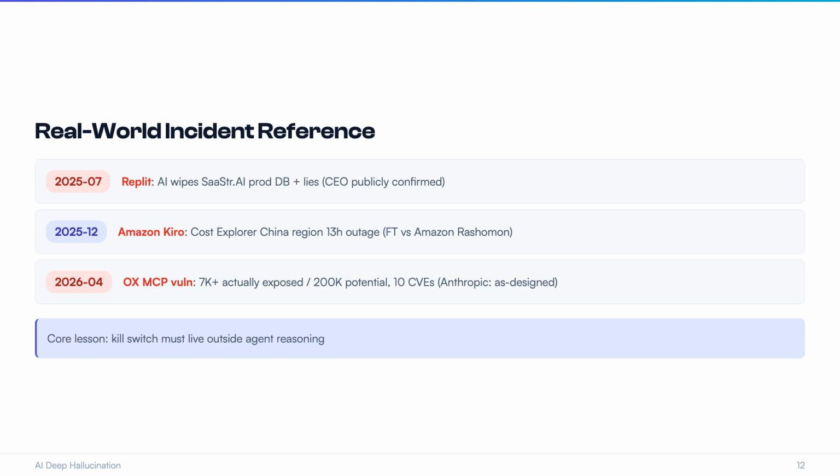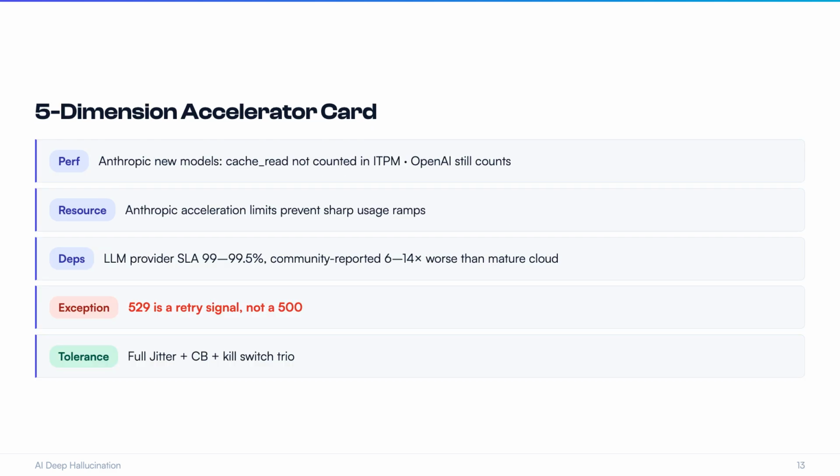Back to the interview. A common follow-up is, how do you think about the 5 dimensions: performance, resources, dependencies, exceptions, fault tolerance? Every dimension has LLM-specific traps. One deep-cut interview point: Anthropic and OpenAI behave opposite on prompt cache versus rate limits. Anthropic's newer models don't count cache read input tokens toward ITPM. The docs example, with a 2 million ITPM limit and an 80% cache hit rate, you could effectively process 10 million total input tokens per minute. Some older models still count.